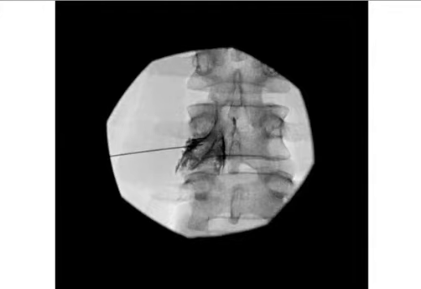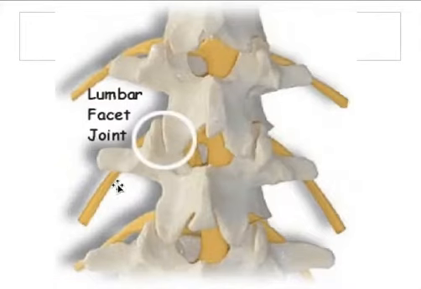Here's an image of a needle with the facet joint. You can see here's the spinous process, here's the spinous process. Just almost right between them, that's where the facet joint starts. Once again, spinous process, go lateral about an inch, and you're right on the money, right in that lumbar facet joint.